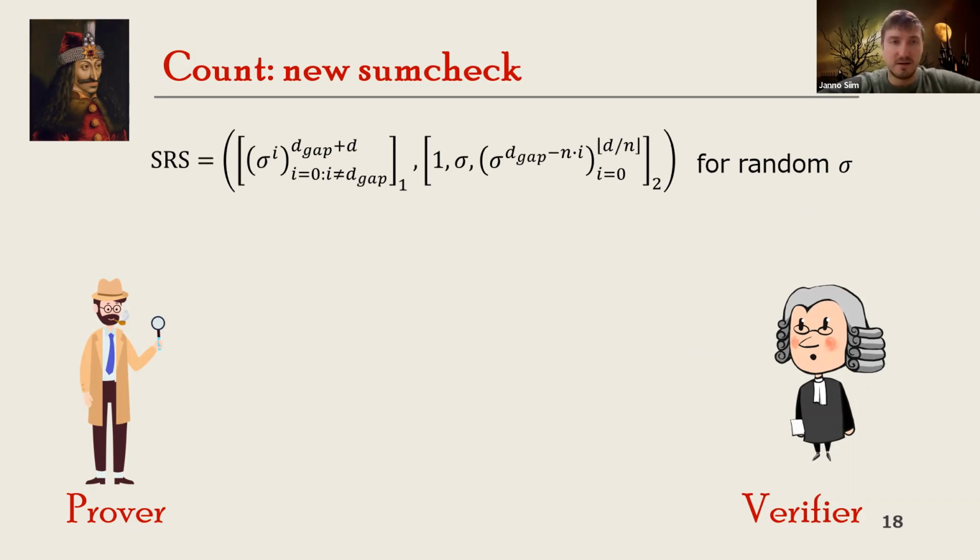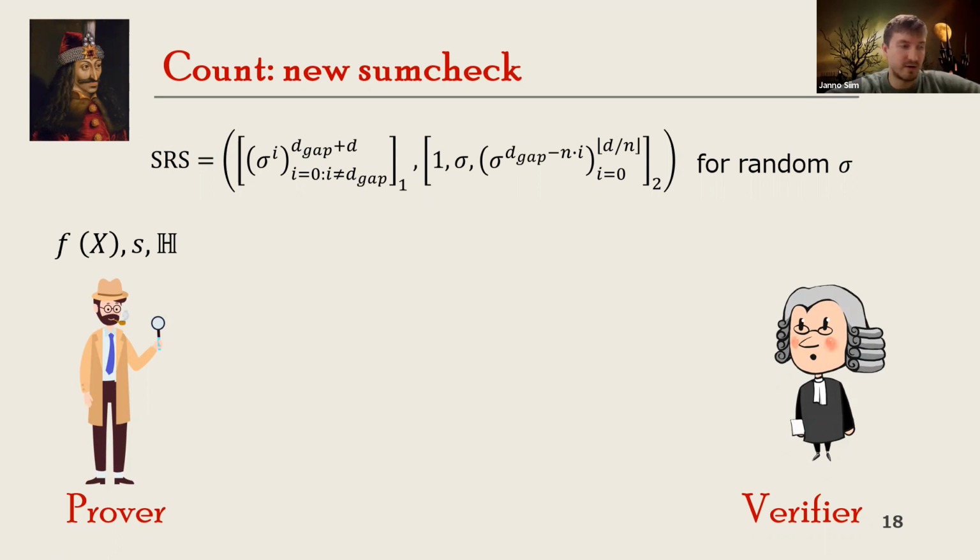Firstly, here is the structured reference string. So we pick some random sigma, and especially if you take a look at the first elements in the first group, then these are just powers of sigma, but punctured at the point d gap. So the prover essentially cannot use sigma to the power of d gap. So this is very important.